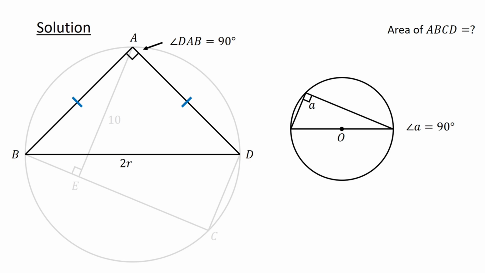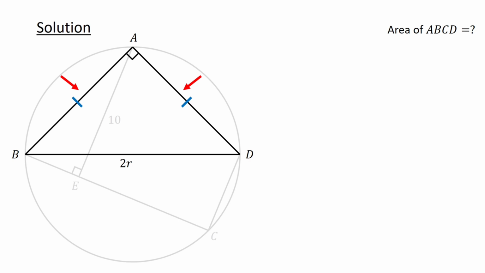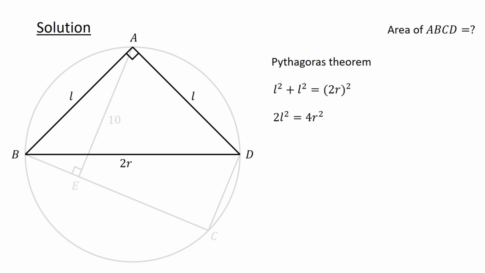Next, let's denote the lengths of AB and AD as L. Since triangle ABD is a right-angled triangle, we can use Pythagoras theorem to calculate L. We have L squared plus L squared equals (2r) squared. So 2L squared equals 4r squared. After dividing by 2 and taking the square root, we obtain L equals square root 2 times r.